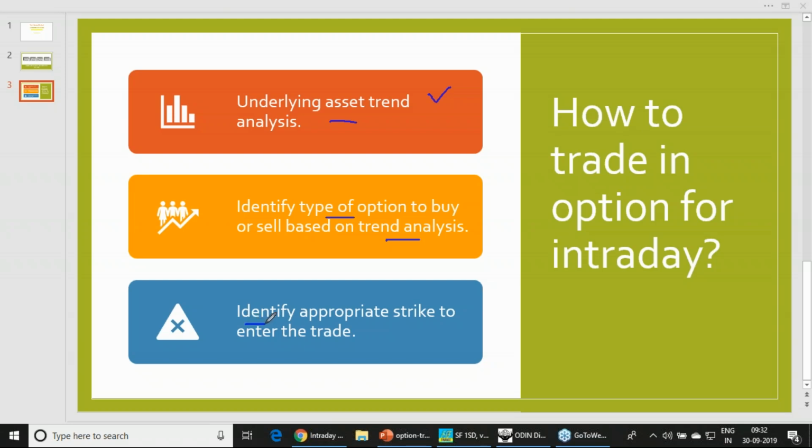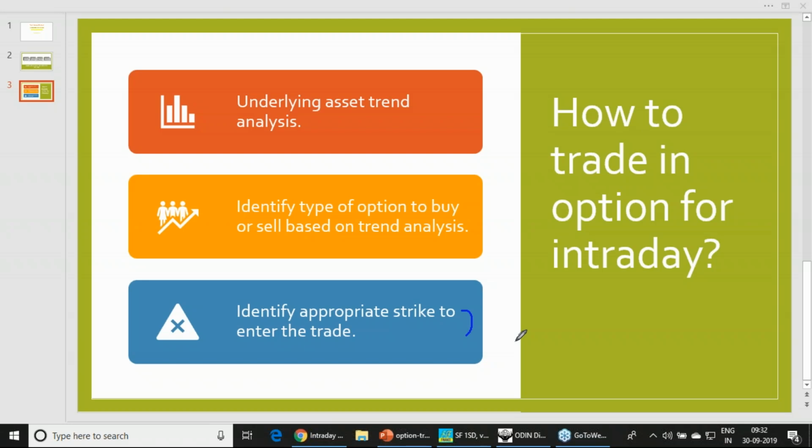Then the third most important step is to identify the appropriate strike. The strike which has a higher probability to become in the money, on those strikes the theta decay and vega decay will have a lesser impact.